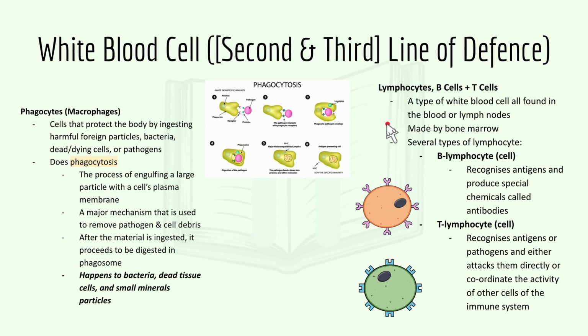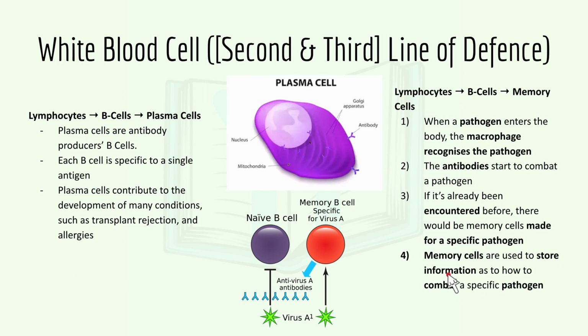Then here we have the lymphocytes, which are generally B cells and T cells, and they are a type of white blood cell found in the blood or lymph nodes, and made in the bone marrow. There are several types of lymphocyte, B cell and T cell. You can have a read for their general function. And we'll move into more detail.